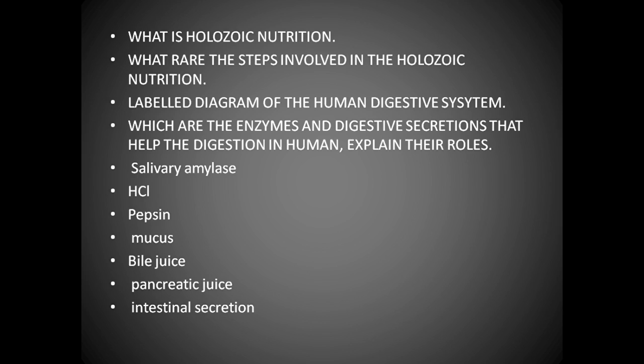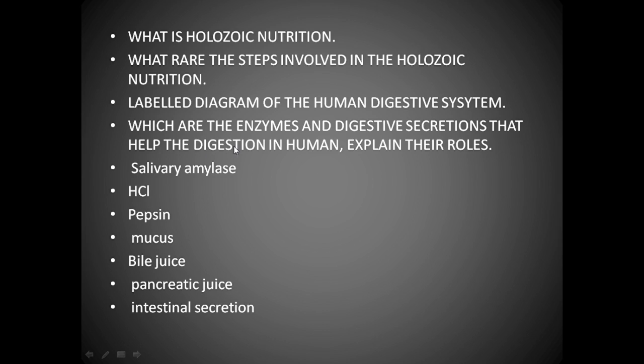Now, what are the steps involved in the Holozoic mode of nutrition? I'm sorry, there is a spelling mistake here. It's not rare, it's actually: what are the steps involved in Holozoic nutrition? We told that there are 5 steps. What are they? Just try to recollect. That is ingestion, then digestion, then absorption, assimilation and egestion. Then, label the diagram of the human digestive system. That's given in the textbook also. Learn the diagram, and I think it's important.